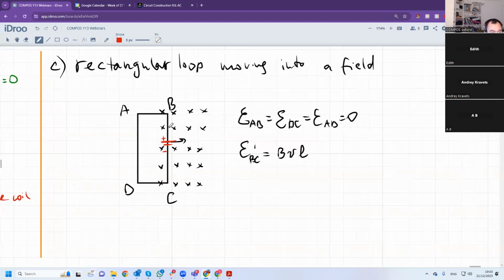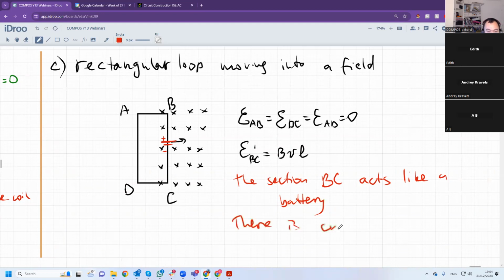So BC acts as a battery. The section BC acts like a battery. And there is a current in the coil, which is cool. And it's a low resistance loop, so the current can be massive. The current can be very large.